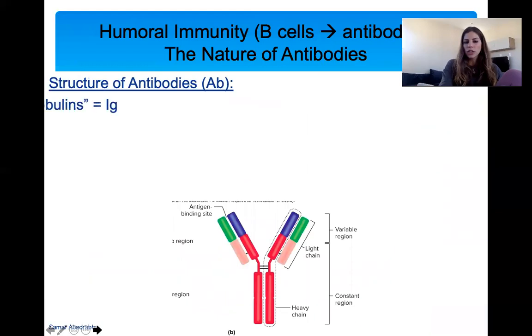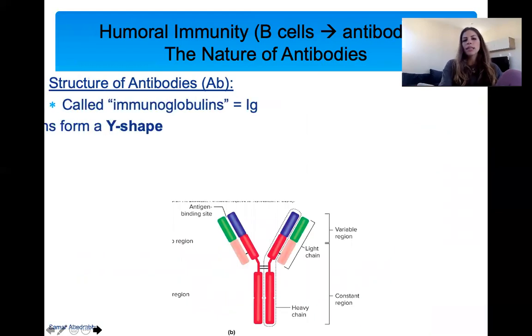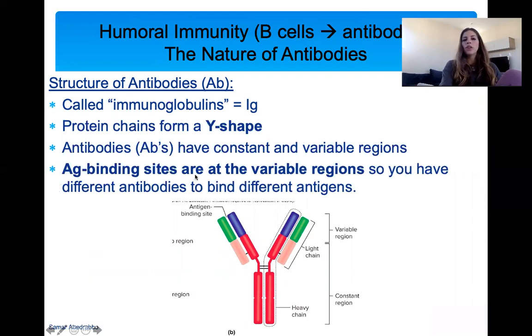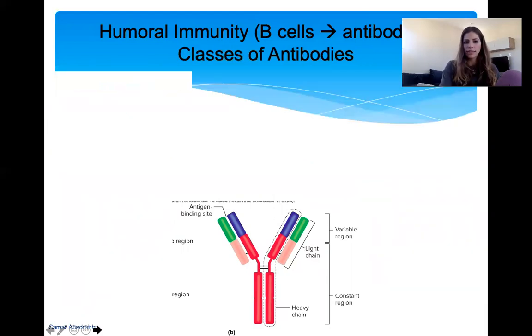When we look at the structure of antibodies, antibodies are globular, and so they're also called immunoglobulins, or Ig. It's the same thing. If I say immunoglobulin or antibody, it means the same thing, and it comes from the fact that they're globular. They're proteins that form a Y shape, so this is why scientists often draw antibodies like this. And they have constant and variable regions. The top of the Y is the variable region, and this is the part that binds different antigens. So this is what an antibody looks like.